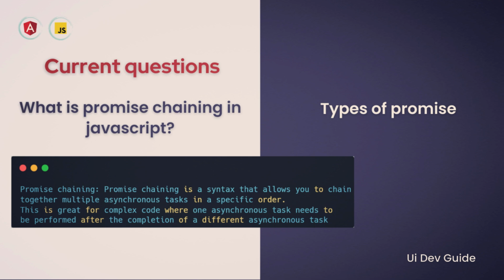Promise and Promise.all only. We have Promise.race, Promise.allSettled. Okay, I have used Promise.all only.